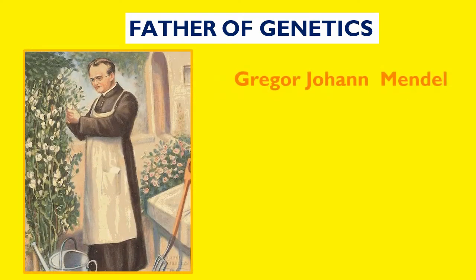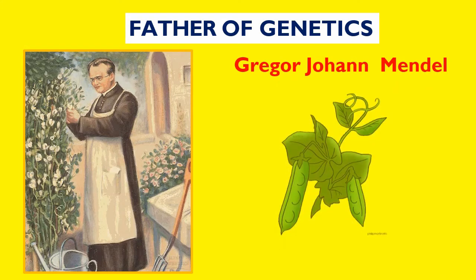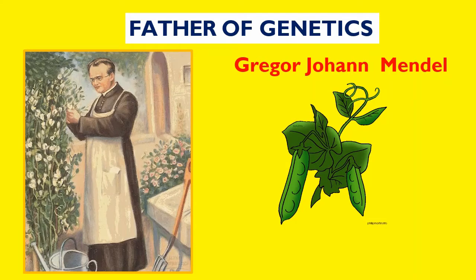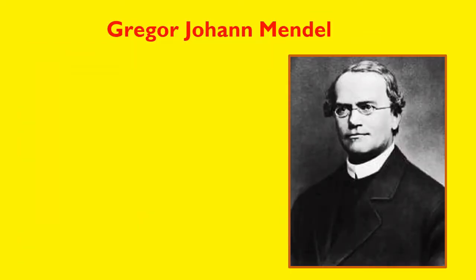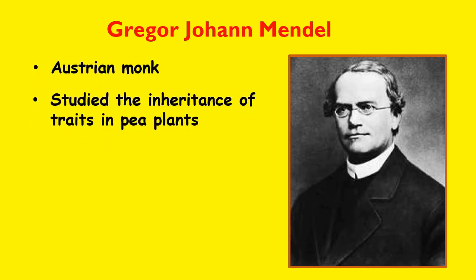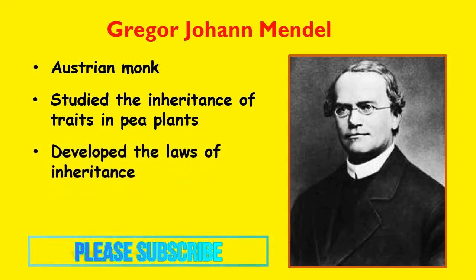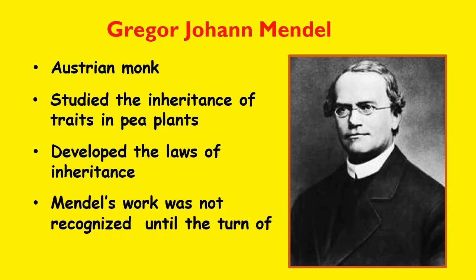We all know that Gregor Johann Mendel is known as the father of genetics, and he is known for his experiment on the pea plants, and the scientific name of the pea plant is Pisum sativum. Gregor Johann Mendel was an Austrian monk. He studied the inheritance of the traits in the pea plants, and he developed the laws of inheritance. And Mendel's work was not recognized until the turn of the 20th century.